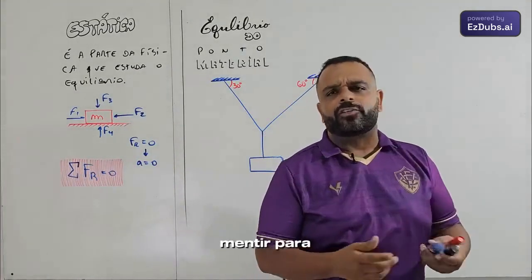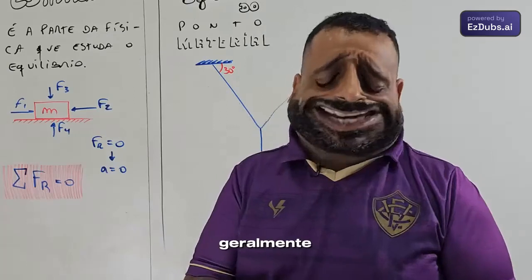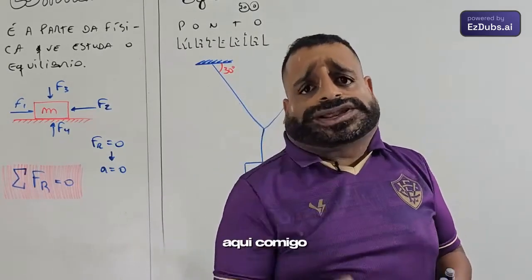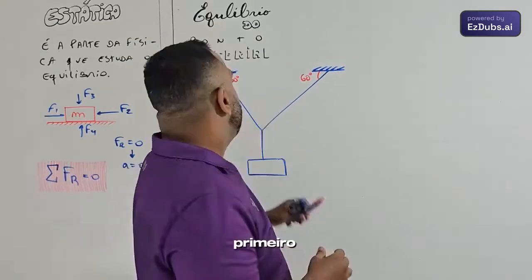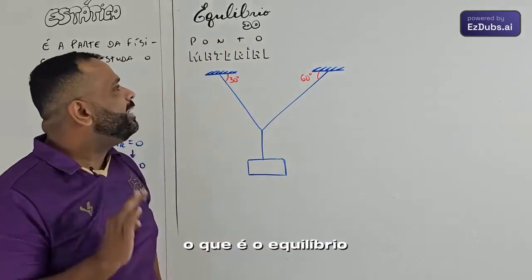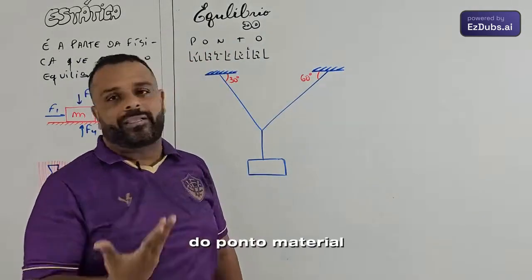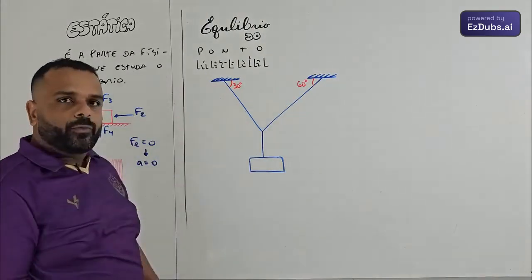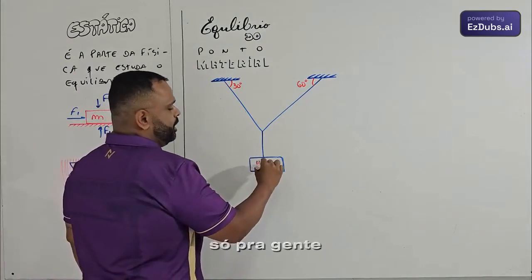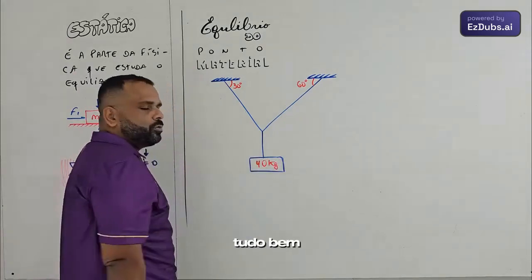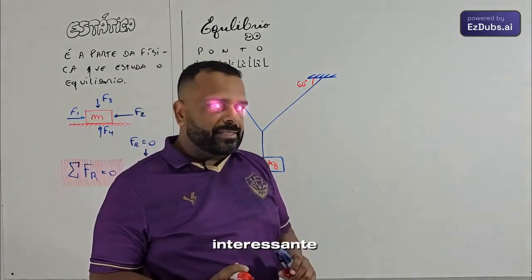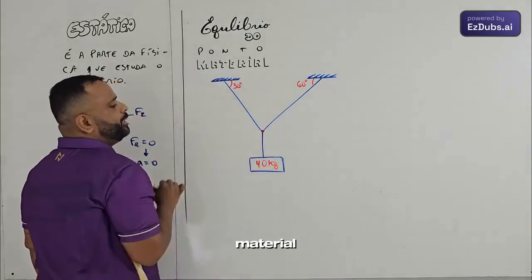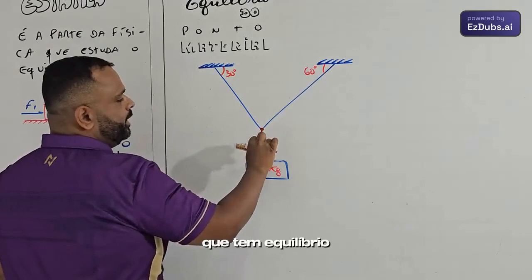But I'm not going to lie to you, people generally have a certain difficulty with mathematics, so come with me so you can understand. First, let's see what the balance of the material point is. Look how simple it is. This system has balance. Let's put a mass here, 40 kilos, so we can work better. This point here is the material point. This is the point where there is balance.